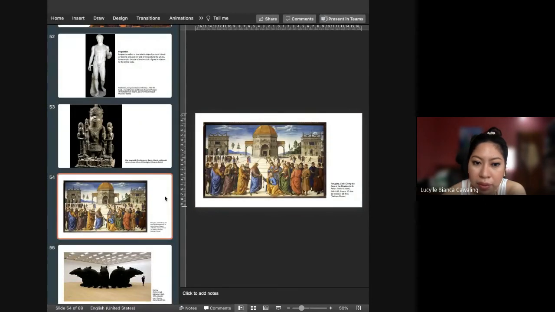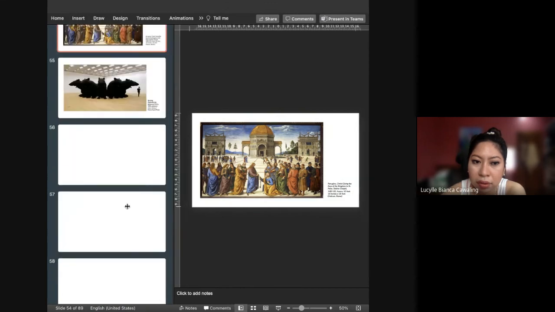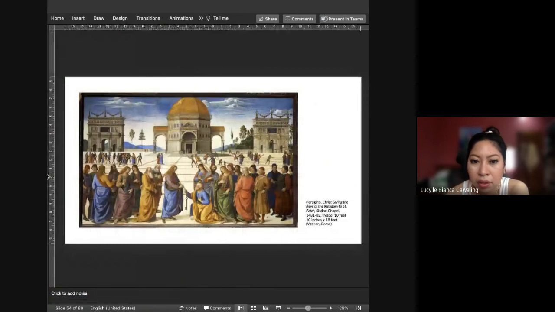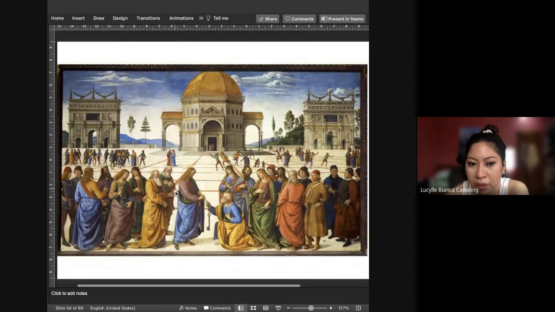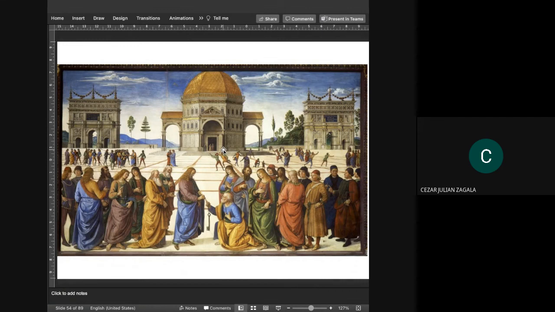For example, this one. Can you see my slide? So the size here is the same as this one, right? But it is in proportion to the building. Do you understand? So proportion is more holistically the whole painting, and scale is a specific part of the painting, a specific element.